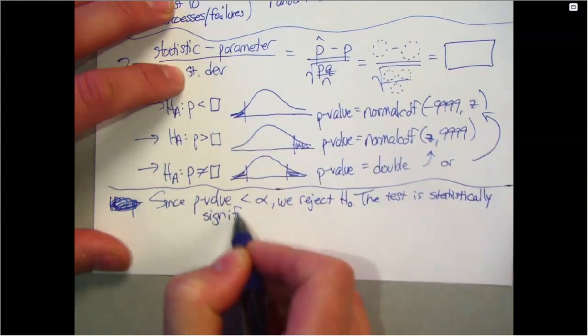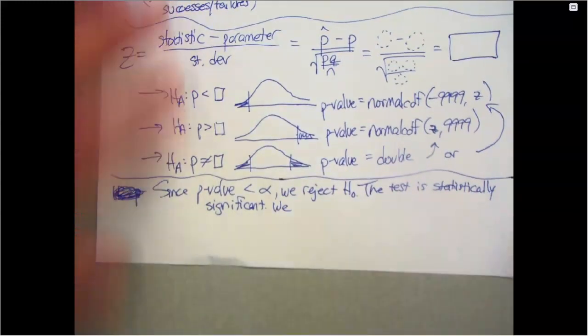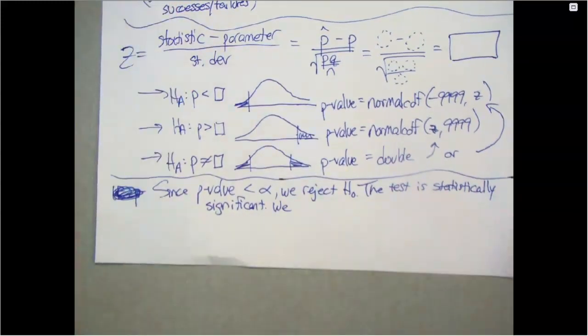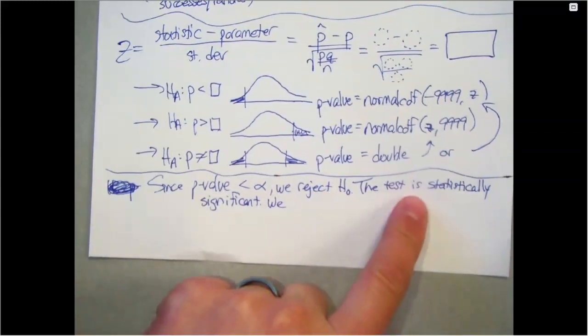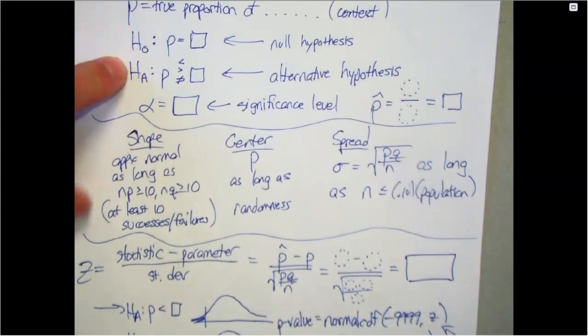So again, we're making statements here. I'm going to make a statement about H naught. I did that. I rejected it. I'm going to make a statement about whether it's statistically significant or not. So whenever we reject, it is statistically significant. And then I'm going to make a statement about HA. Well, if I rejected H naught, what are my thoughts on HA?